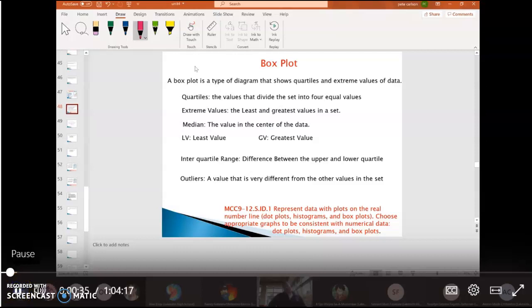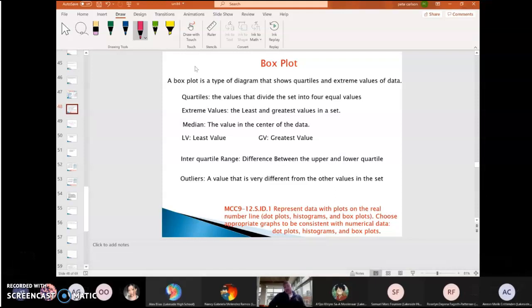quartiles, and it also shows extreme values. Now, when you hear the word quartiles, I want you to think of the word quarter. Well, quarter means to divide by 4. There's 4 quarters in a game. There's 4 quarters in a dollar. Okay? Quarter means 1 out of 4.